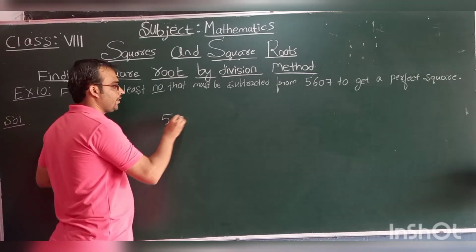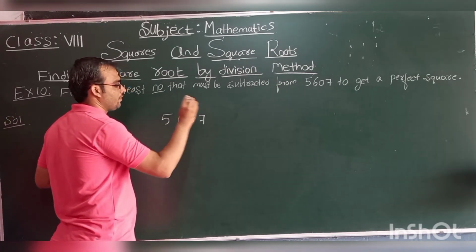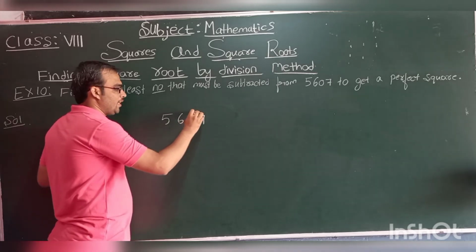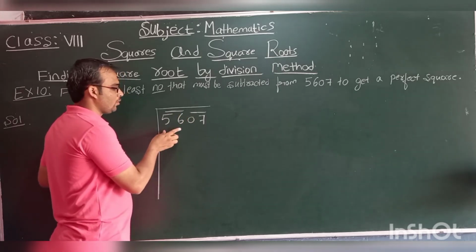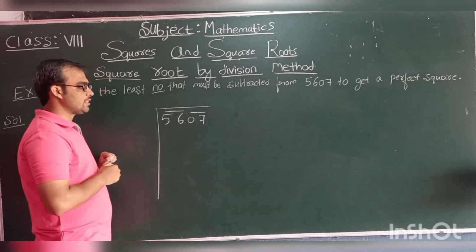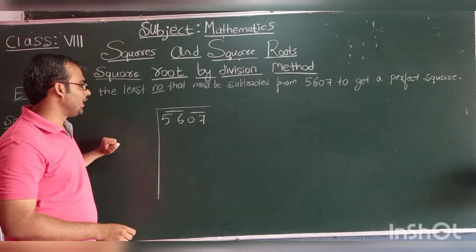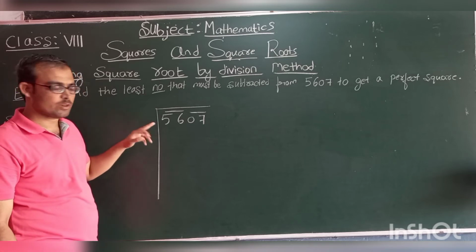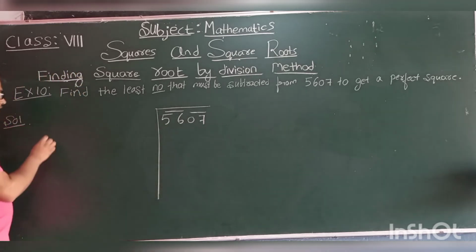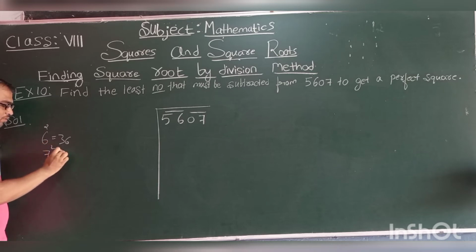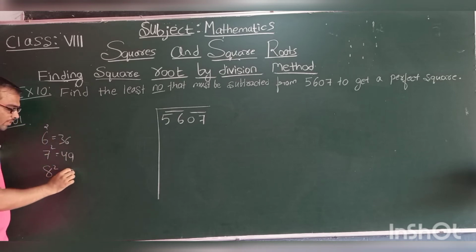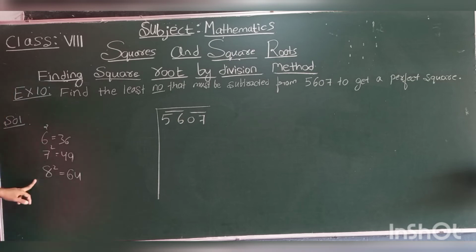Okay. 5, 6, 0, 7. Now what is the first step? Place the bar. Now this will be the dividend. Then what is the next step? We need to take the largest number whose square is less than or equal to 56. If I consider 6, 6 square is what? 36. Okay, this is less than 56. If I consider 7, 7 square is what? 49. We can consider this also because it is less than 56. If I consider 8, 8 square is what? 64. So among these three numbers, which number can we take?